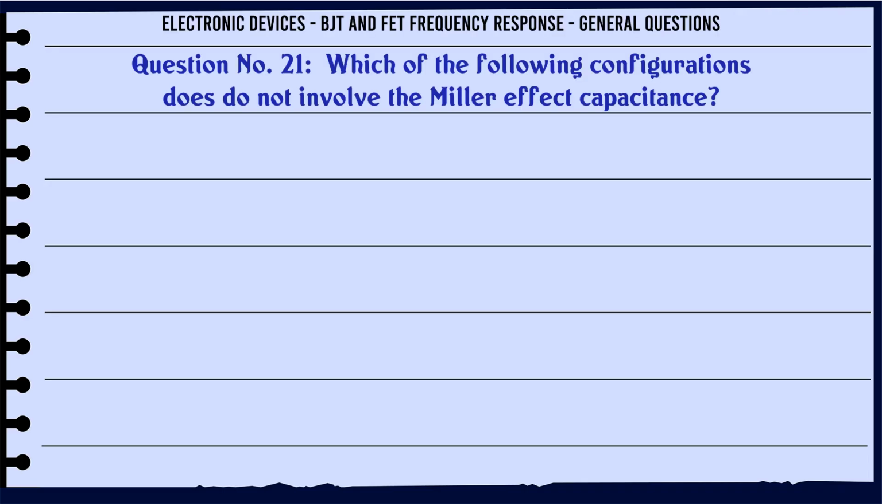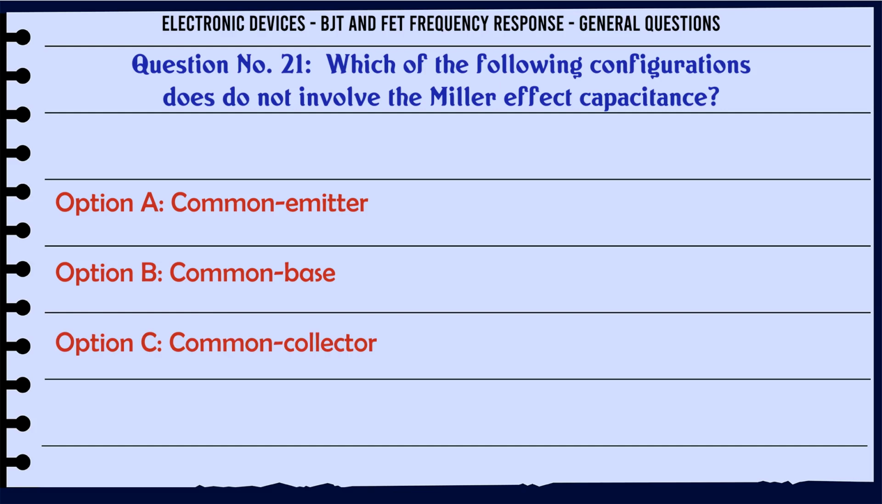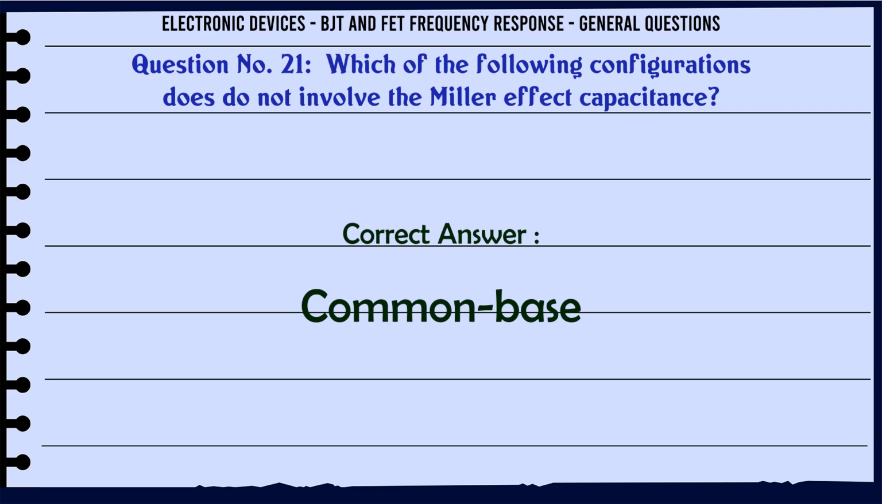Which of the following configurations do not involve the Miller effect capacitance? A. Common emitter, B. Common base, C. Common collector, D. All of the above. The correct answer is common base.